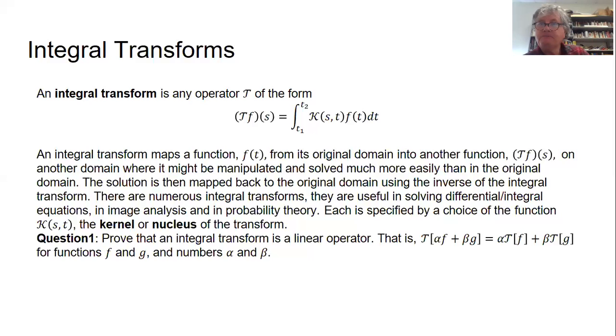Okay, so the first module question is a pretty straightforward one. Prove that the integral transform is a linear operator. That is, if you transform a linear combination of functions, then what you get is the linear combination of the transforms of the individual functions. That's for any functions f and g and numbers alpha and beta there.